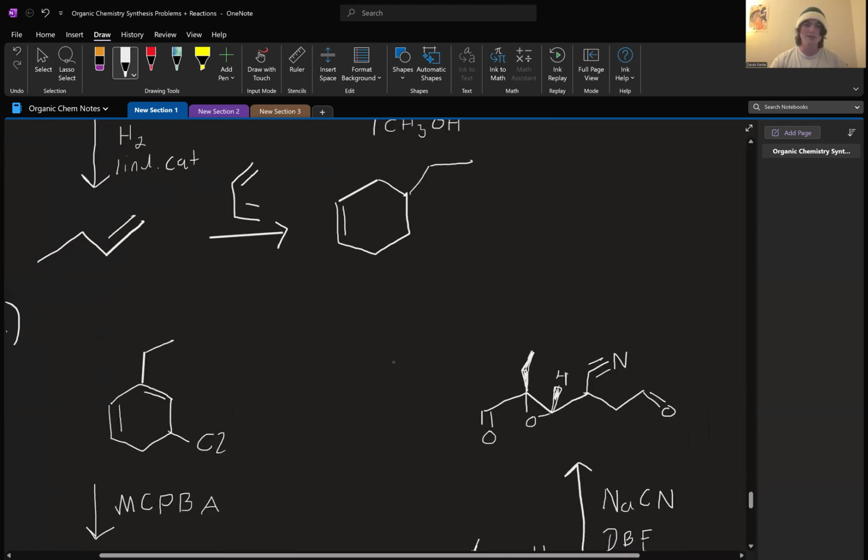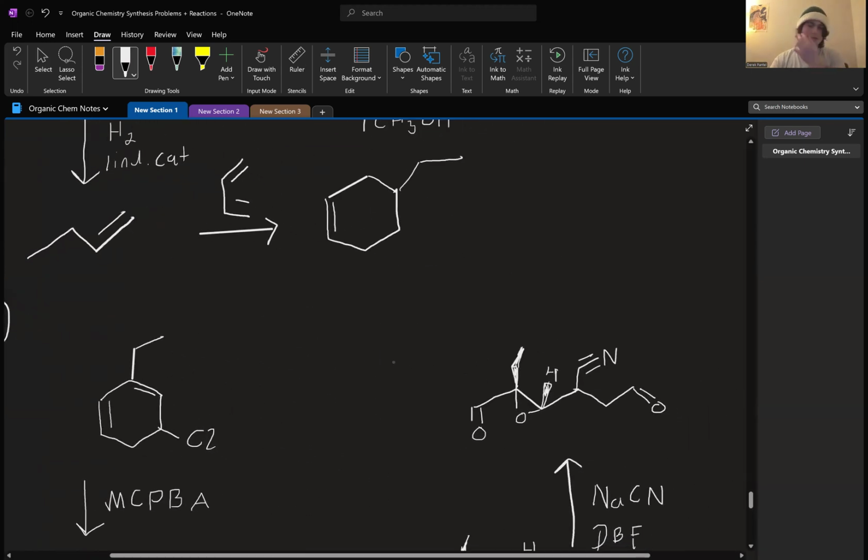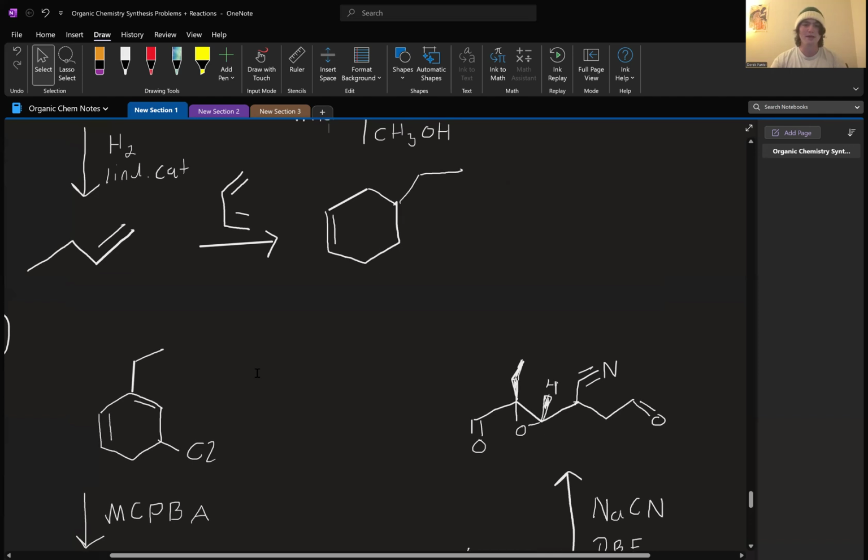Number 10 here, this is probably the most challenging one. It just requires a lot of mental steps. So the first thing you're going to want to recognize is that this branch here is this branch right here. And because this branch is 1, 2, 3 carbons away from this cyanide group here, we know we can do a substitution of the chlorine group with the cyanide group to get that.